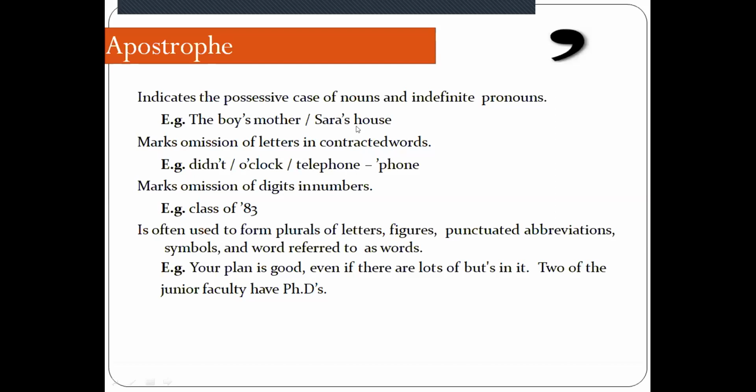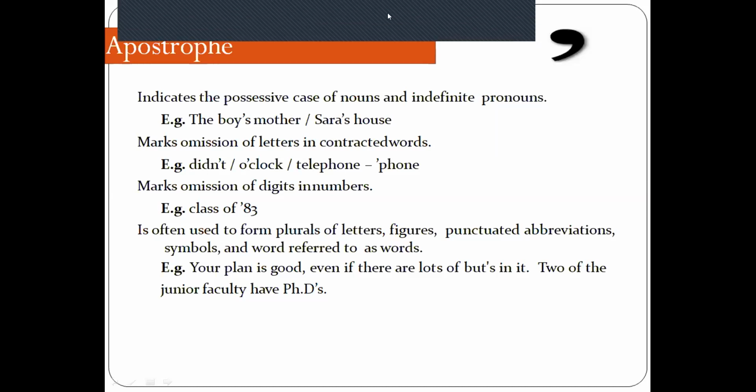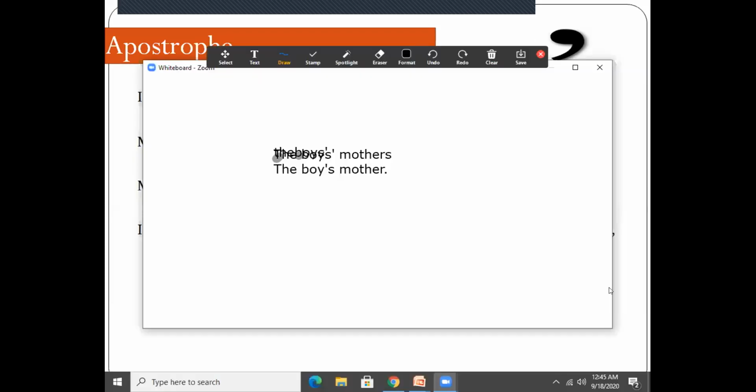When we go back to our lesson, we have another example. When do we use the apostrophe? It marks omission of letters in contracted words. Contracted words, for example, didn't, o'clock, telephone. We mark that there is a letter that is omitted when we are using contraction. There are so many ways of contracting. I think you should go and search different forms of contractions. There are many words we usually contract in English.